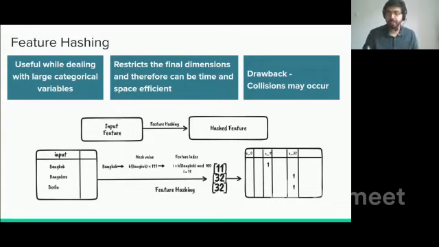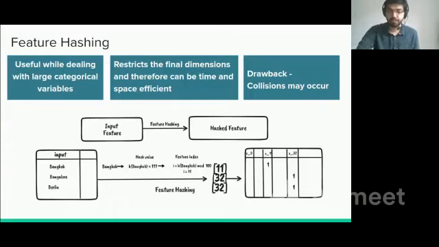And it's a very interesting technique where you can reduce the number of final columns based on the hash value, the modulo operation, and yet you're still able to represent your categorical data that could be used for your modeling purpose. And that is feature hashing.